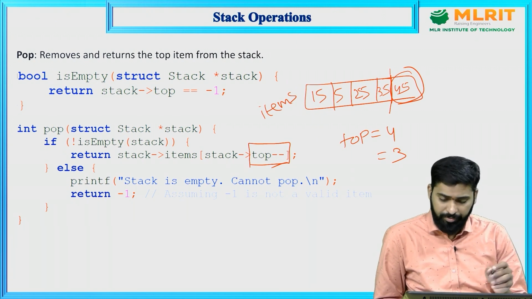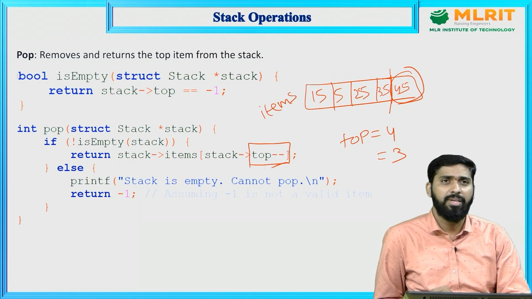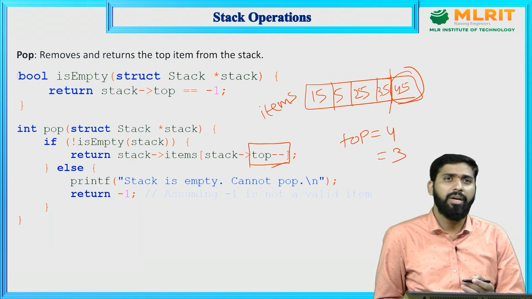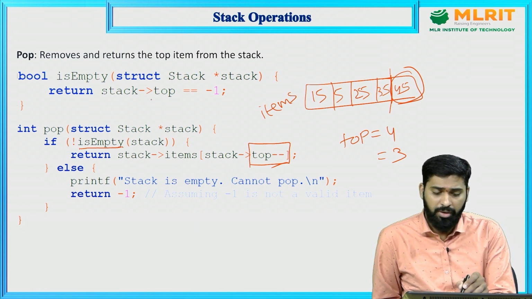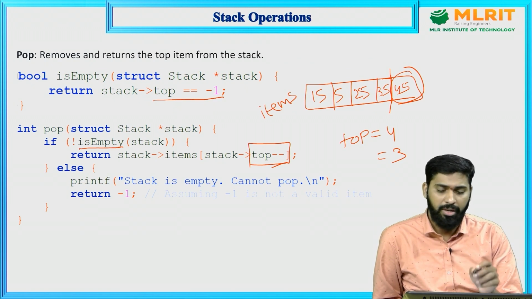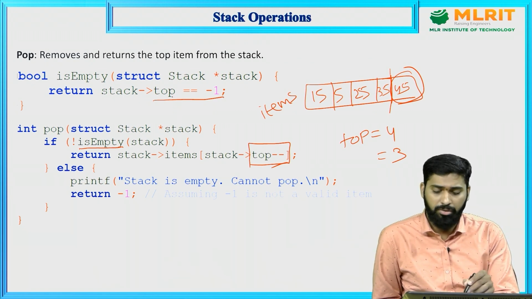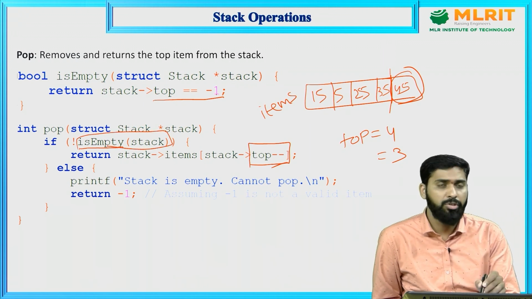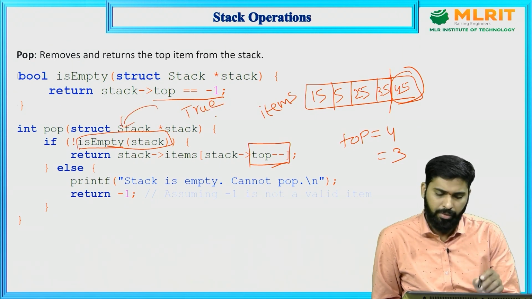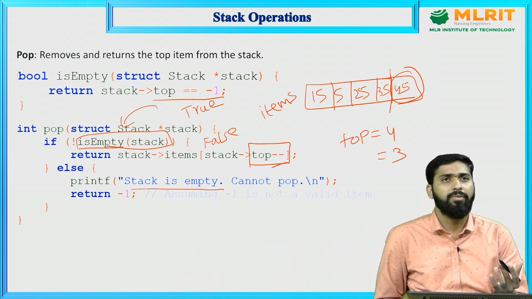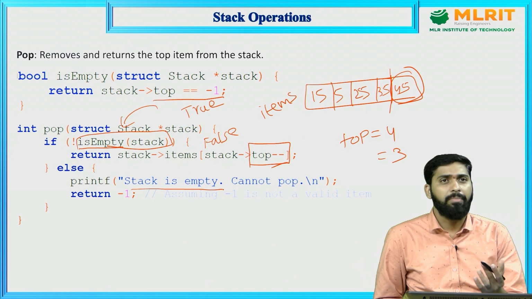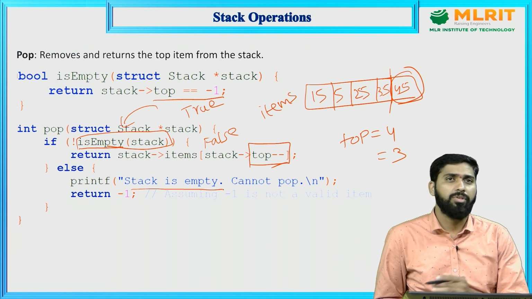Now, another condition is if the stack is empty, there is nothing to delete. How can we identify that? By using is empty. Here, if top equals to -1, then it returns the boolean value true to this function. Now, not true means false, so we print stack is empty. If we try to delete some value but that stack is empty, how can we identify that? The top value equals to -1.